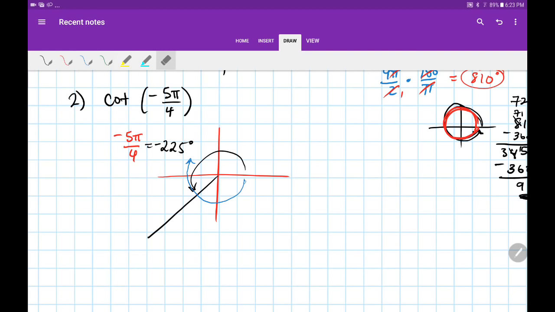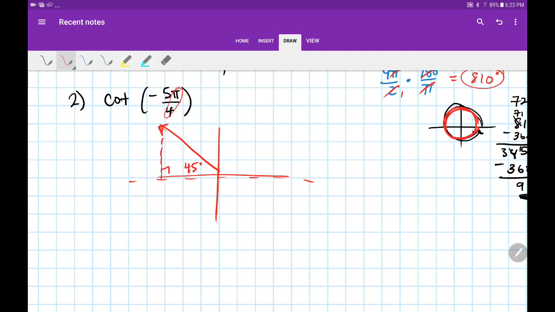So I'm going to end up somewhere over here. Don't stress too hard about where exactly you end up. Just flip it over the x-axis. Flip it up and down. So we're actually going to be plotting this guy. It's going to have a reference angle of 45 degrees. And I know that because this is a multiple of 45. And then I'm going to drop the perpendicular.